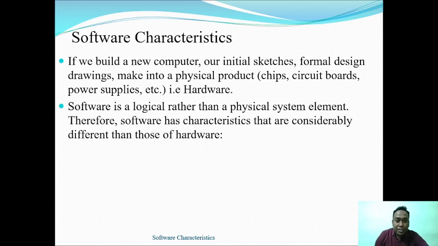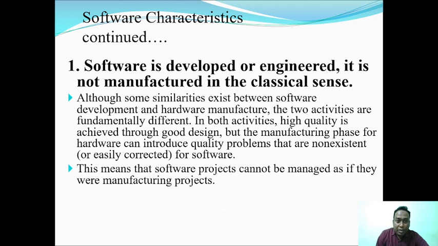Now the software characteristics. When you build new hardware, in the initial steps there is formal designing and drawing, and then it is made into a physical product: chips, circuit boards, power supply, and hardware. Software is a logical rather than a physical system element, so software has characteristics that are considerably different from hardware. We use software characteristics to build software in a proper manner, such as execution time or being user friendly.